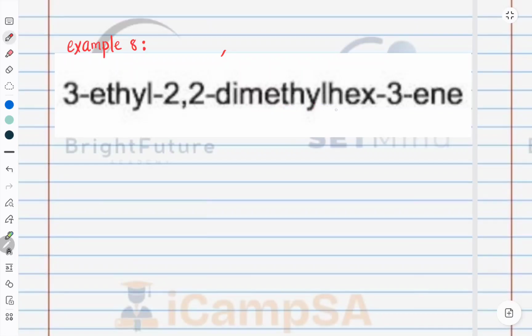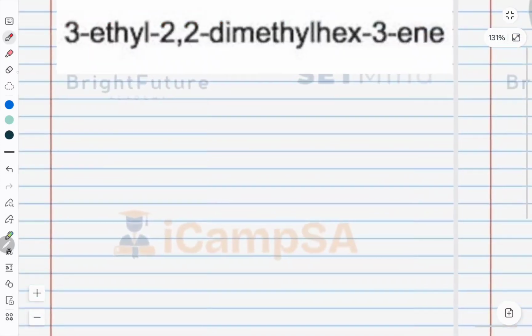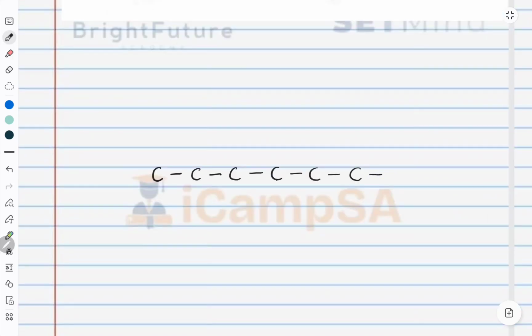Okay, then hex tells us the length of the carbon chain. Okay, let's get to it. So we have to draw, hex is 6, right? So let's draw 6 carbon. Okay, now we have 6 carbon atoms.